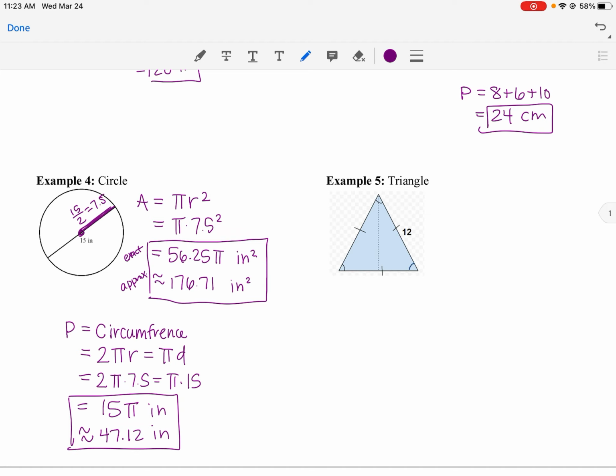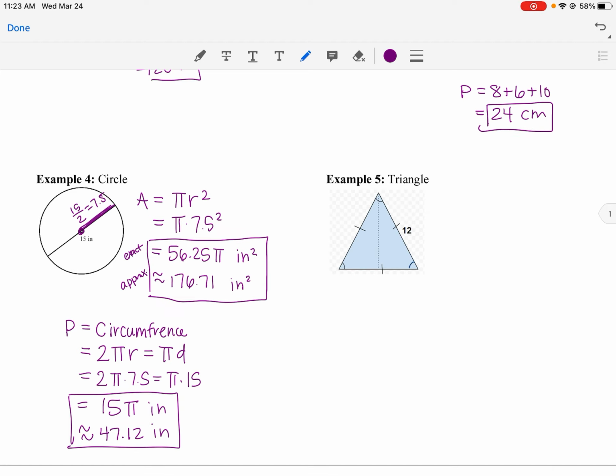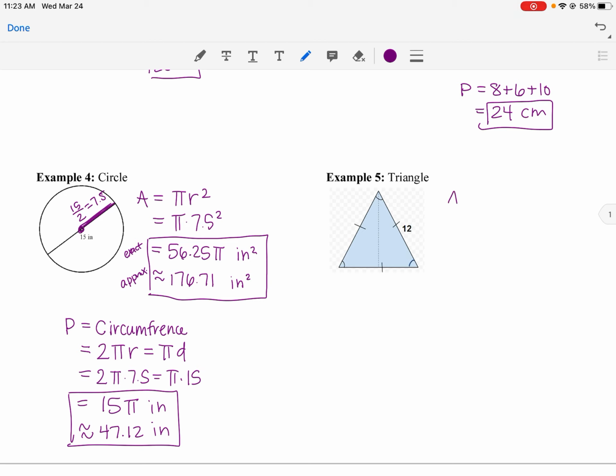Okay, this next one, we're going to do both area and perimeter. I'm actually going to start with perimeter, and I'll leave some space for area, because perimeter is a little bit easier. Notice, since all of these are marked the same, this is an isosceles triangle. All the sides are 12. So in this case, we're doing 12 plus 12 plus 12, or just 3 times 12. So we end up with a perimeter of 36. This would technically just be units.